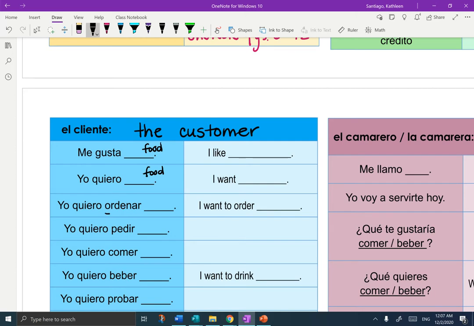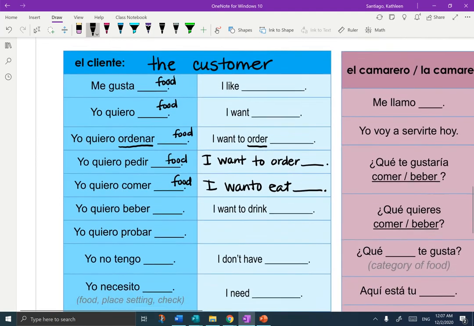Ordenar, this is a cognate. I would like to order. And again, there you would put in the food. These are a bunch of different ways to order. You could say yo quiero pedir, instead of yo quiero ordenar. This is also I want to order. Remember, we just learned pedir, to ask for or order. Again, you'd put in the food. Yo quiero comer, put in the food, okay? I want to eat. And then you'd name the food.